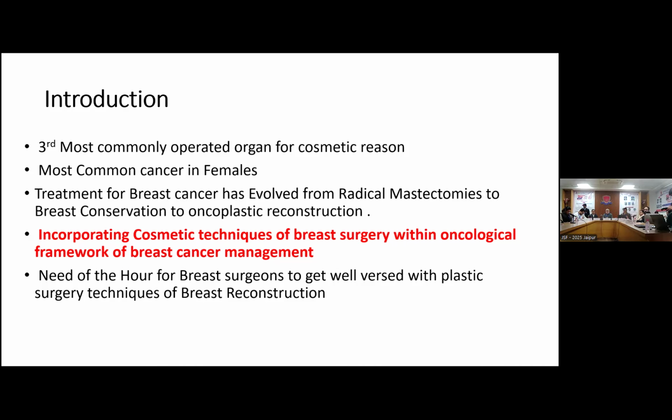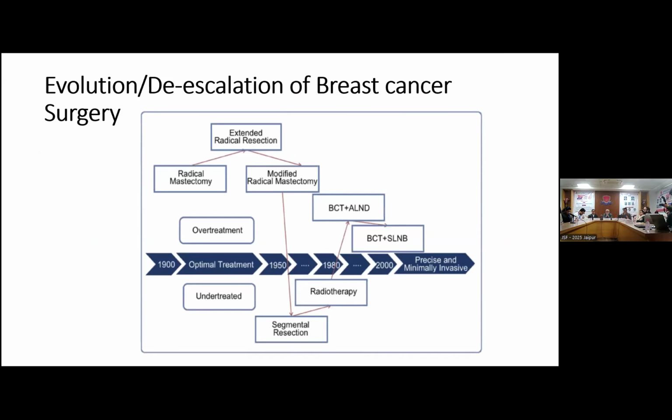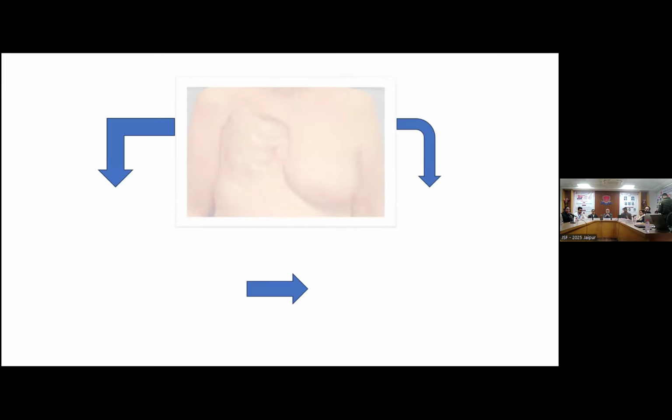So breast cancer surgery has evolved from extended radical resections to radical mastectomies to modified radical mastectomies to breast conservation with ALND, segmental resection. And now we are coming to an era of breast conservation with sentinel lymph nodes and altogether eliminating surgeries for the primary breast lesion in the era of neoadjuvant therapies.